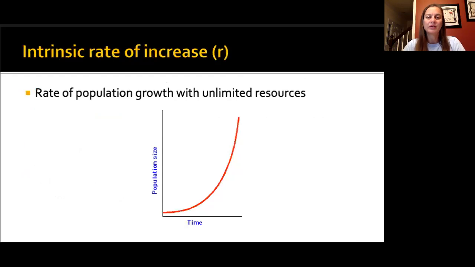In order to talk about carrying capacity, let's talk about the intrinsic rate of increase. This is what we abbreviate r. The intrinsic rate of increase is the rate at which a population would grow if it had unlimited resources. When we talk about r-selected species, we are talking about those species that, if they had unlimited resources, would grow at this sort of a rate. This is what we call an exponential growth rate. Again, intrinsic rate of increase is the rate of population growth if there are unlimited resources.